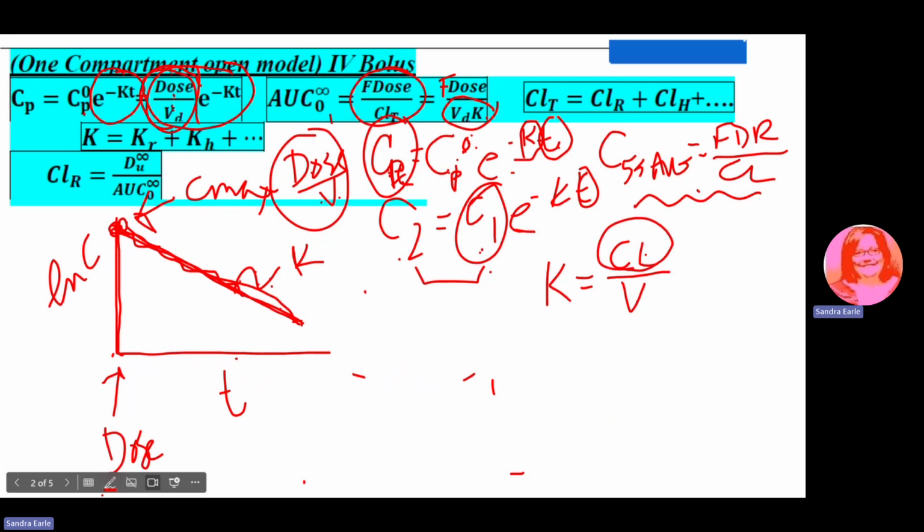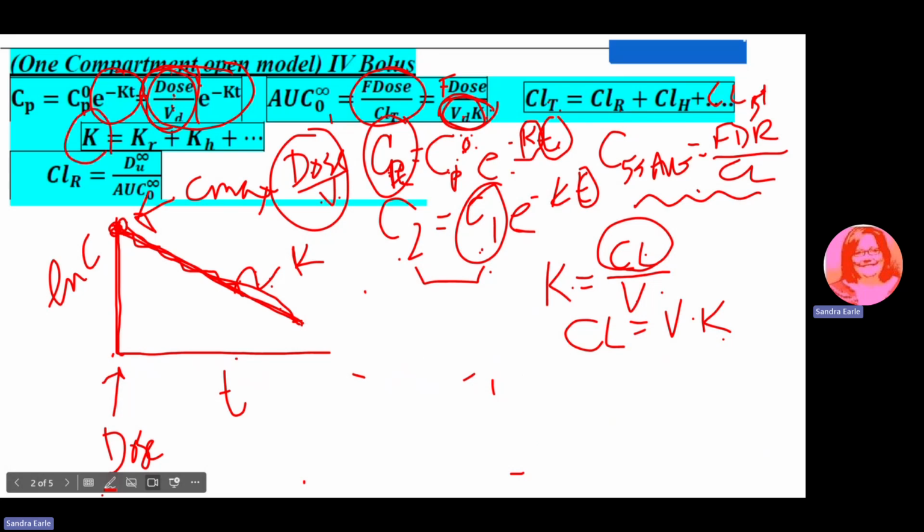It's hard to measure clearance. It's not hard to measure K, and it's not hard to measure volume, especially with IV bolus. So we can calculate a clearance by multiplying V times K. That's fine. I just don't want you to think that volume and K determine clearance. But if you multiply those together, you can mathematically calculate clearance. You also already knew that total body clearance is equal to renal clearance, hepatic clearance, biliary clearance, and every other organ clearance, okay?